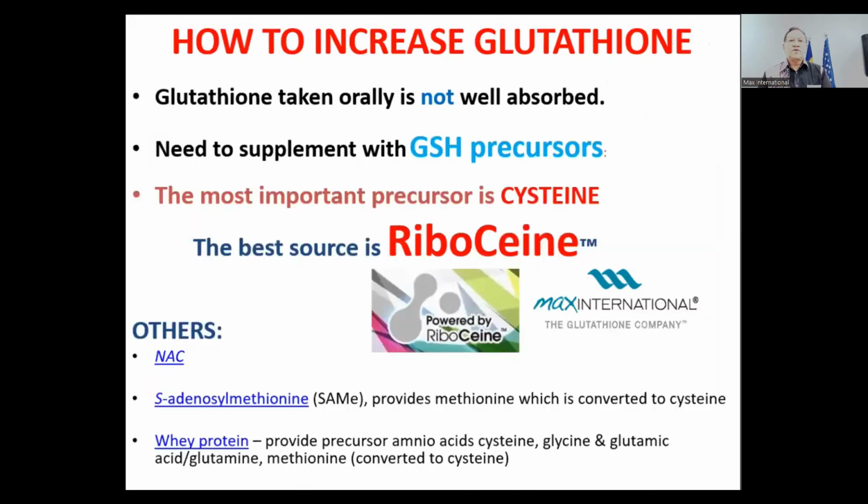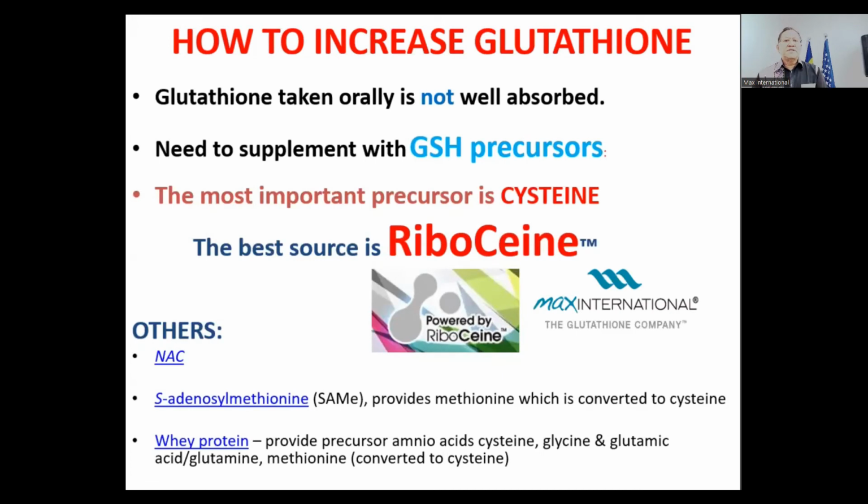So how to increase glutathione? Unfortunately, we know that glutathione taken orally is not well absorbed. Orally means either from diet or glutathione supplements. So the way to increase glutathione is to supplement with glutathione precursors, that is the building blocks of glutathione, which are glutamic acid, cysteine, and glycine. But the most important precursor is cysteine because it is the least available. It is also the most fragile of the 3 amino acids.